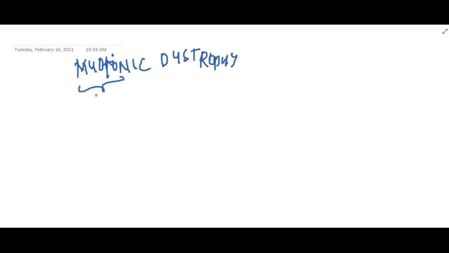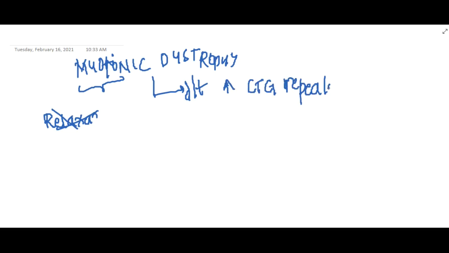Then the next muscular dystrophy is myotonic dystrophy. First, what is myotonia? Myotonia is delayed relaxation of muscles after contraction. Because of delayed relaxation, the muscles are in a contracted state for a longer period of time. Myotonic dystrophy occurs due to an increased number of CTG repeats.